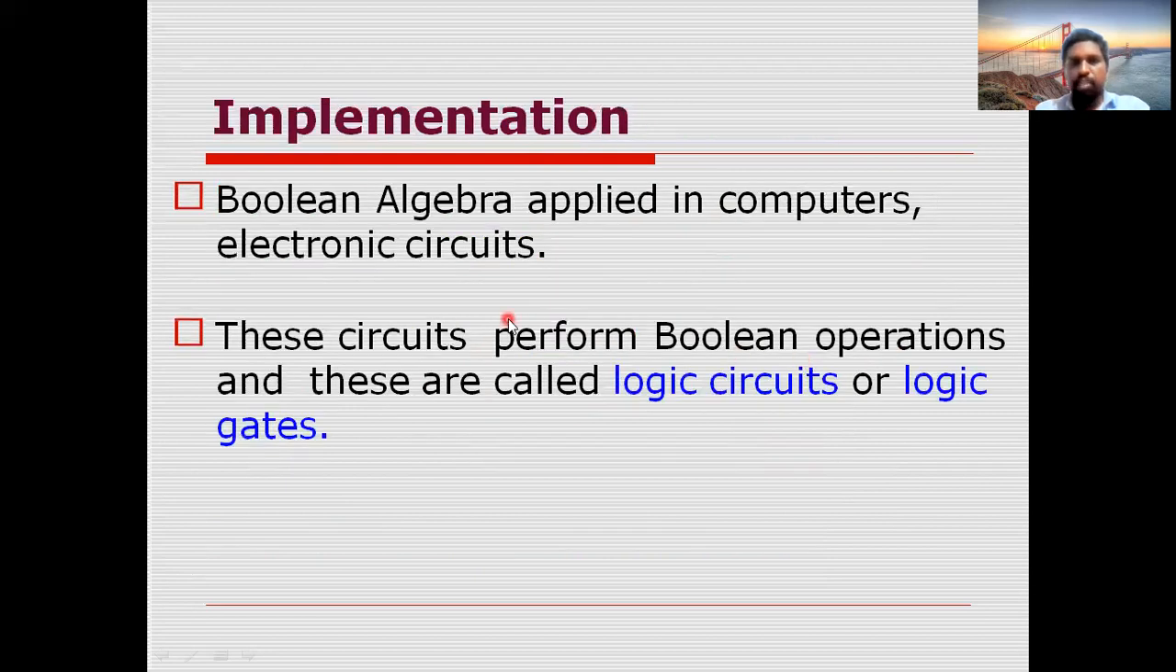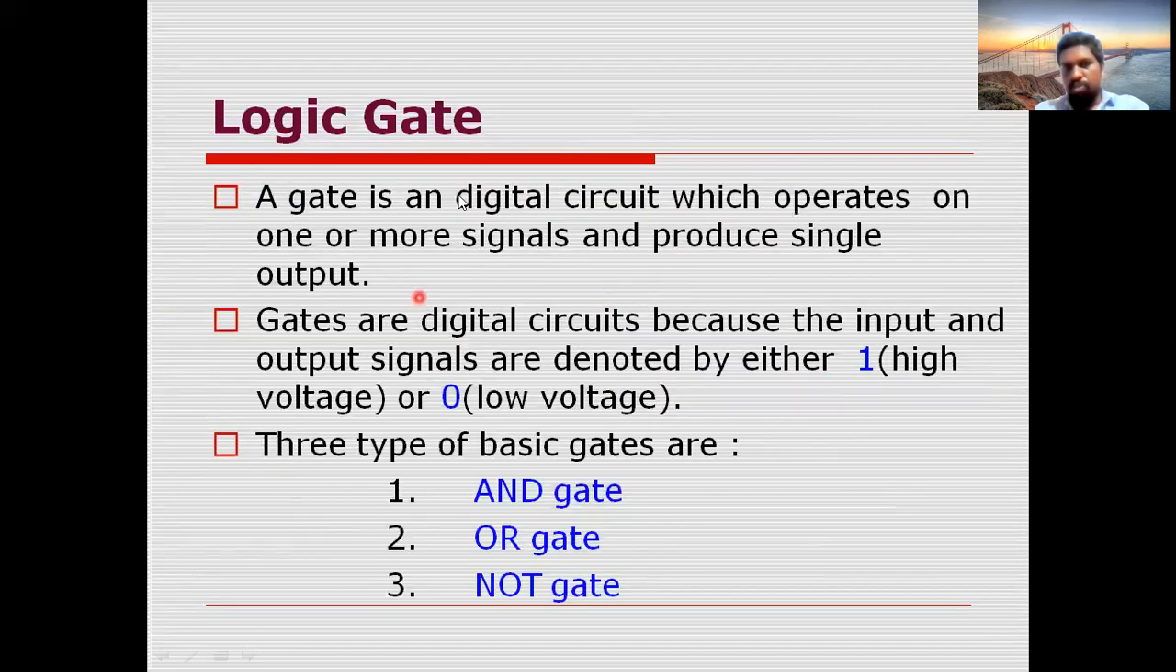So how will you implement Boolean algebra in the form of logic circuits? A logic gate is a basic digital circuit which is used to design a digital circuit. A gate is a digital circuit which operates on one or more input signals and produces the respective output. The output of the gate will be either 0 or 1. Why? Because Boolean algebra exists only on 2 conditions, one is 0 and one is 1. So definitely the logic gate outputs will be either 0 or 1.